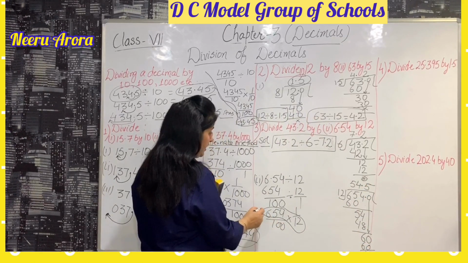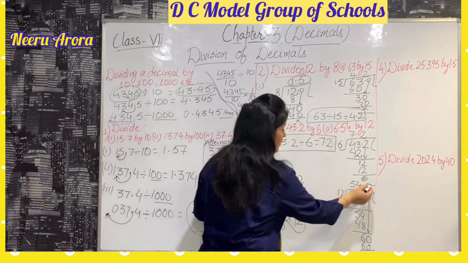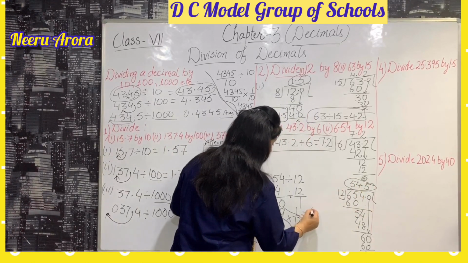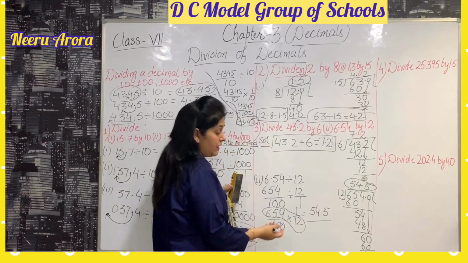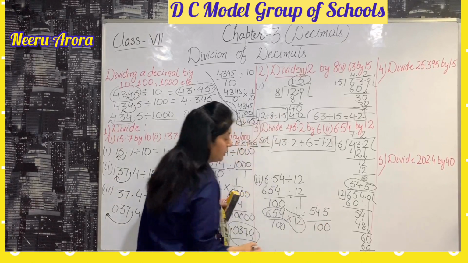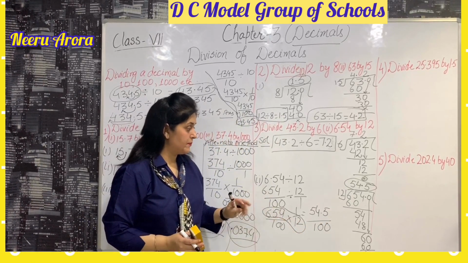So after dividing 654 by 12, what do we get? We get 54.5. And then in the denominator we have 100, that remains as is.